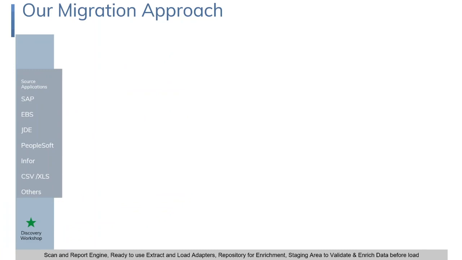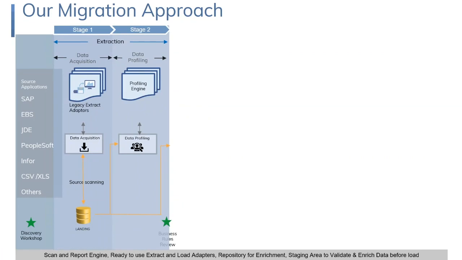So this is our migration approach. Initially, you identify the source applications. You could have multiple applications. And then we have the extract adapters all ready-made, ready to go. And like I said, they are pre-configured, so there's no programming required. You extract that data into what we call a hub, basically a landing hub where all the raw data extracted sits.